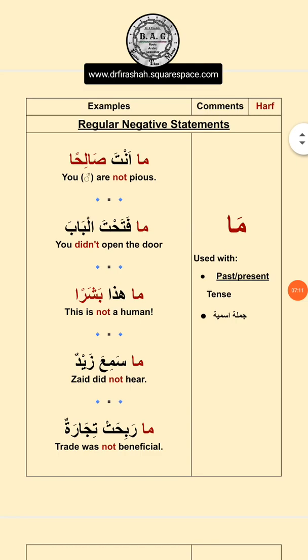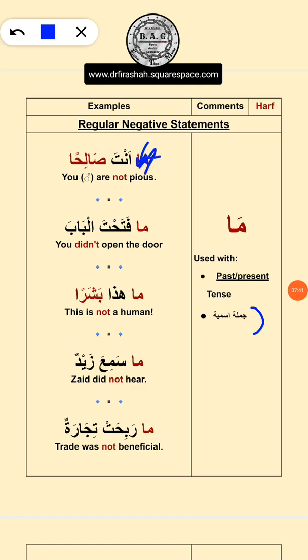All right, now with a couple of examples for each of the huruf. So we have ma, and as you can see, I have given you a couple of examples over here, and let's study them. First of all, this ma can be used to make a regular jumla ismiya negative. It can also be used for past as well as present tense. So let's study the examples.